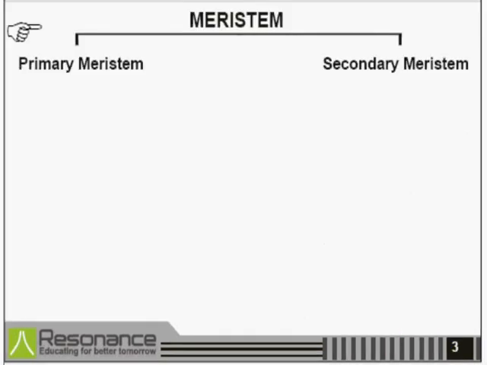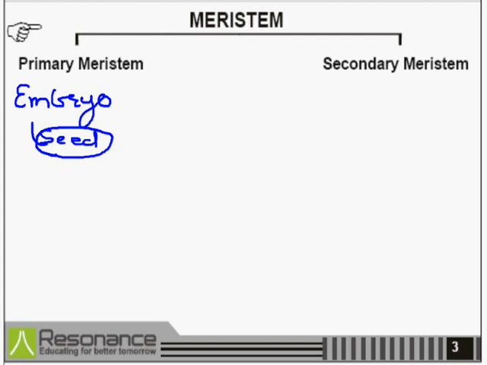On the basis of origin, the meristems are divided into two groups. First is the primary meristem. Primary meristematic cells originate directly from the embryo of the seed. Every flowering plant has a seed, and every seed has an embryo in its structure. So if the meristem develops from the embryo, such a meristem is known as the primary meristem. It is responsible for the primary growth of the plant body.